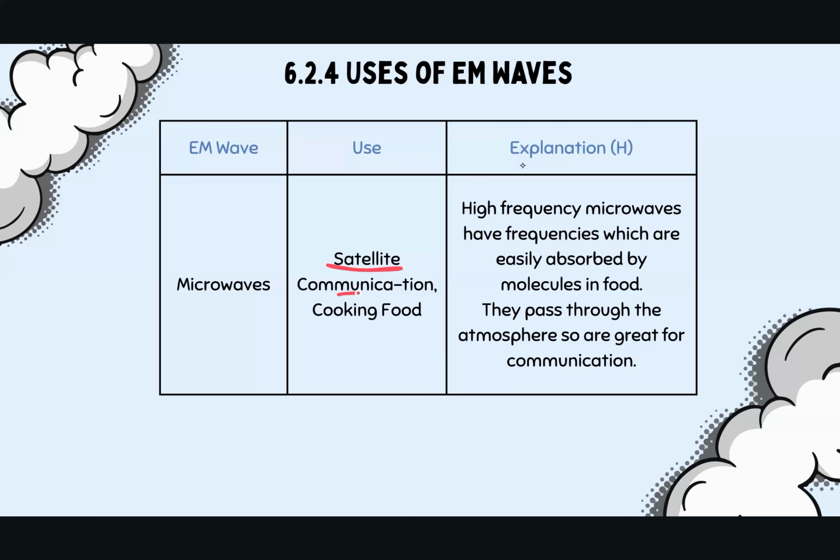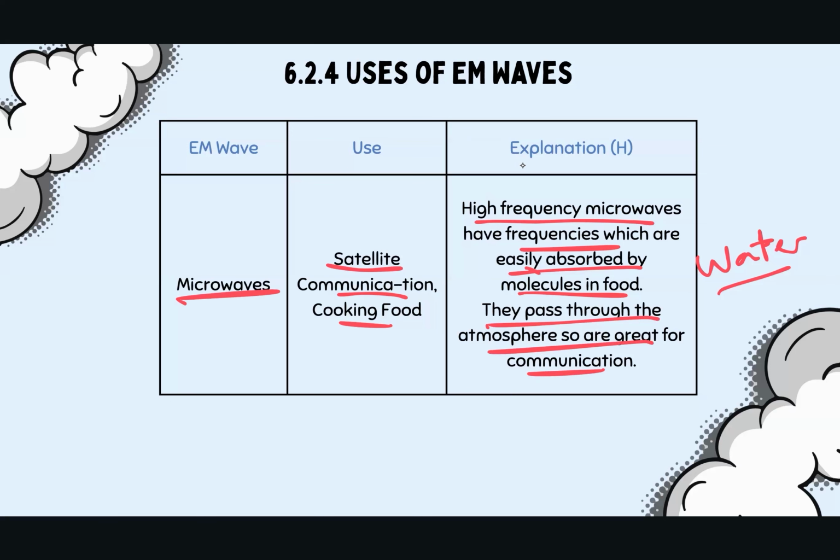Microwaves you can use for satellite communication and cooking food. High frequency microwaves have a frequency which is easily absorbed by molecules in food. Now we say molecules, it's more the water within food. Water absorbs the microwaves, so because it's absorbing this energy, the water heats up and cooks the food around it. That heat energy is conducted into the food around it and cooks it. They pass through the atmosphere, so it's great for communication.